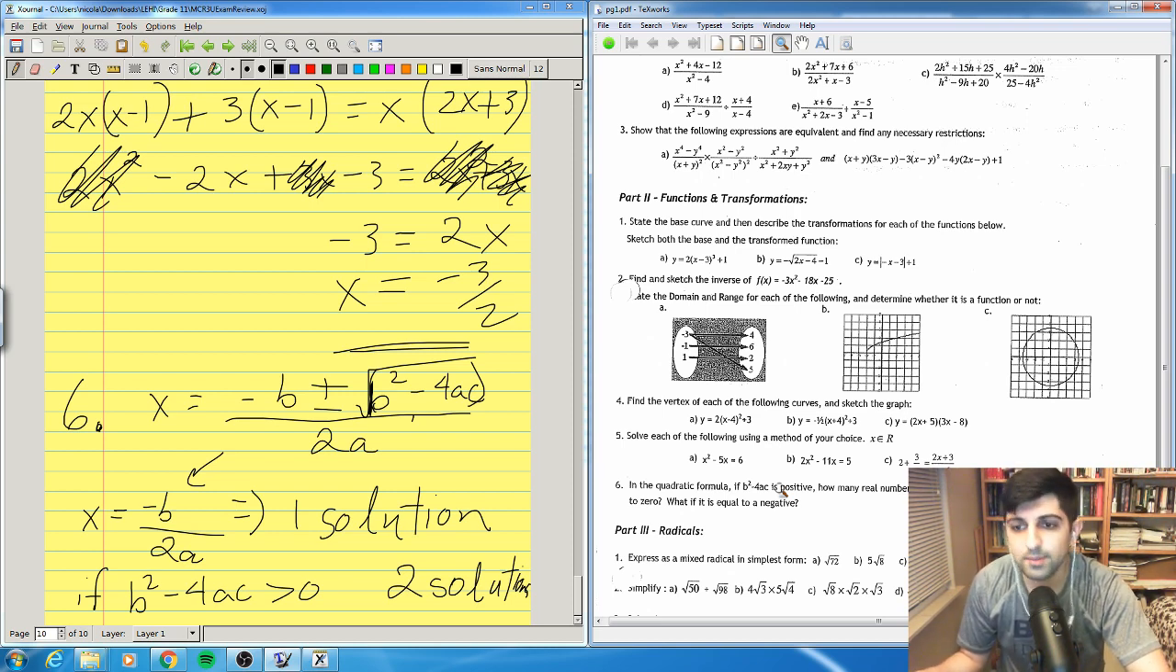Yeah, so what's nice is they tell you how many real number solutions there are, so very, very specific. But if they just say how many solutions there are, just assume they're talking about real number solutions in this context, because they're talking about the discriminant, and that usually implies this sort of framework.